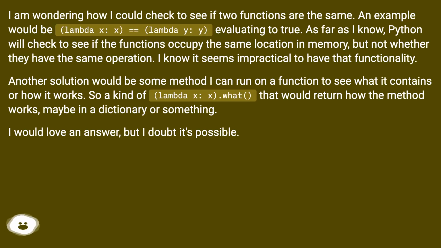As far as I know, Python will check to see if the functions occupy the same location in memory, but not whether they have the same operation. I know it seems impractical to have that functionality. Another solution would be some method I can run on a function to see what it contains or how it works. So a kind of lambda x: x, that would return how the method works, maybe in a dictionary or something. I would love an answer, but I doubt it's possible.